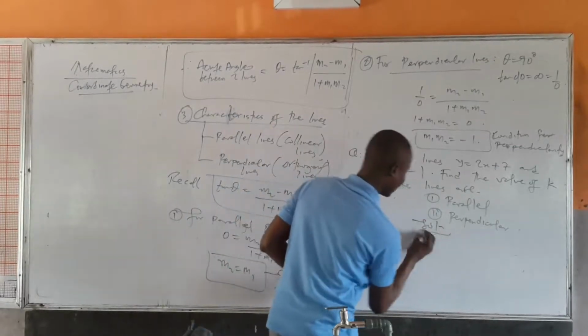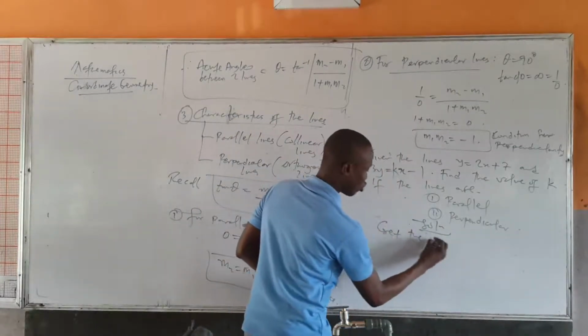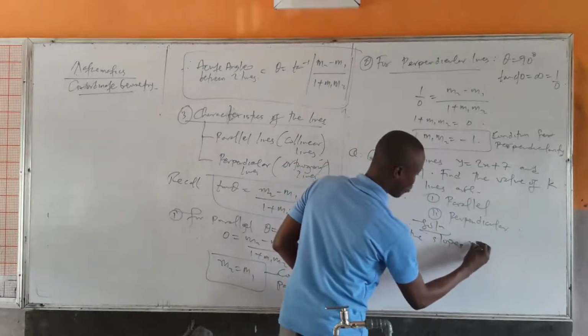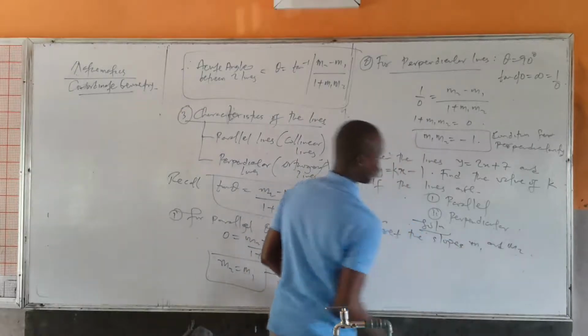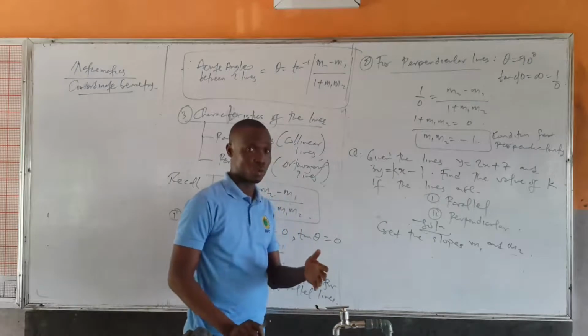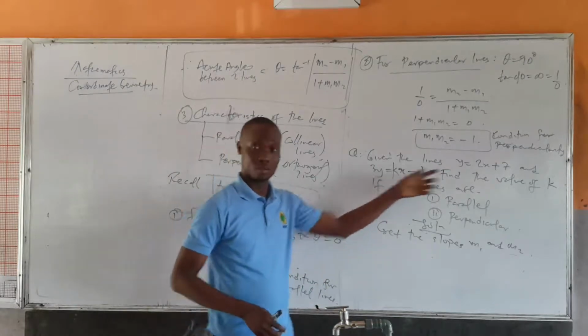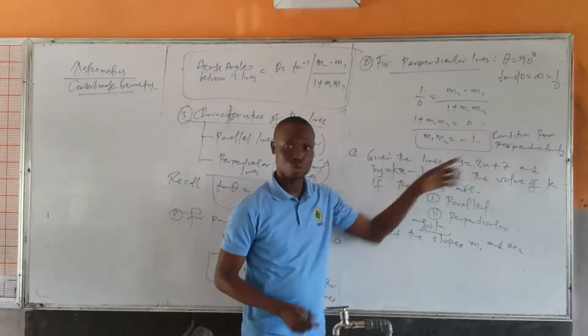So the solution, the first thing is get the slope. The slopes m1 and m2. And how do we get the slope? Remember I told you how to get the slope. You need to make y the subject of formula. Then you pick the coefficient of x to be your slope.